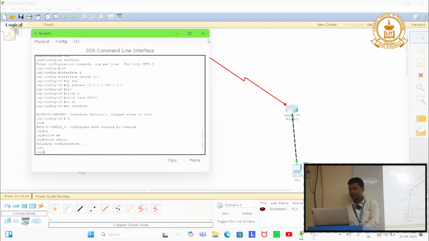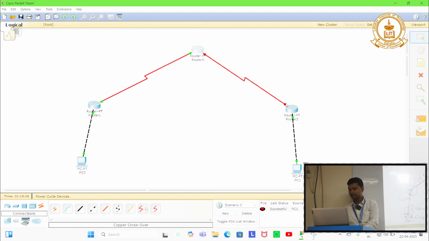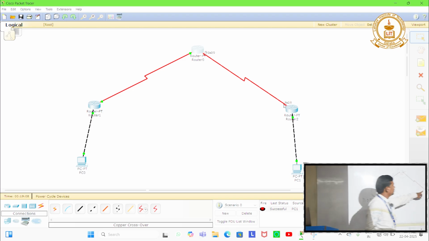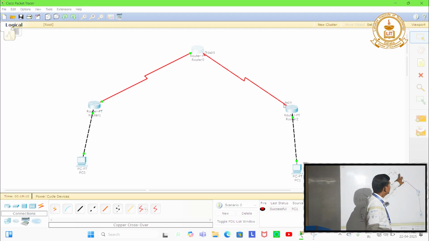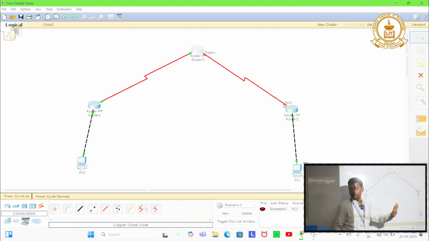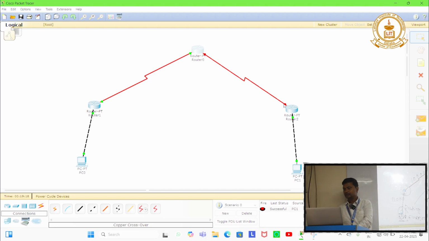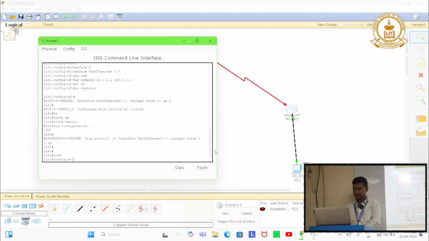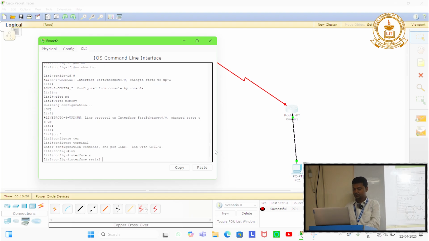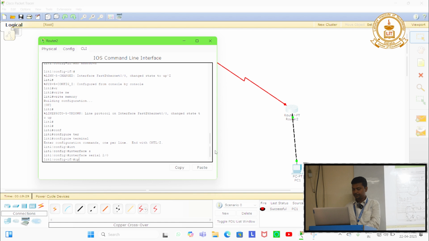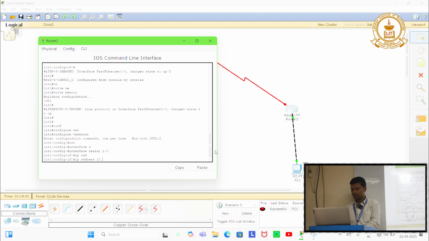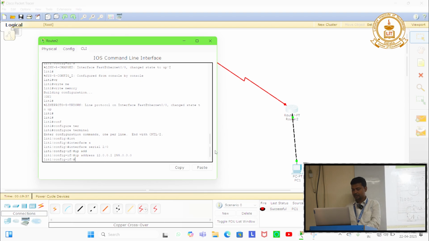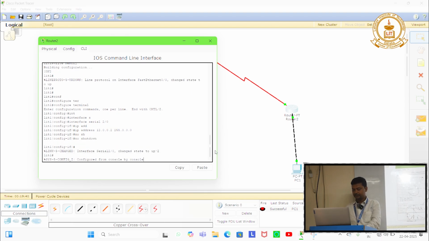In LIT1, this port is which port? This port is serial 2/0. So we are configuring serial 2/0. This is your 12.0.0.1, this is your 12.0.0.2. So in LIT1: configure terminal, interface serial 2/0, ip address 12.0.0.2, subnet mask 255.0.0.0, then no shutdown, Control Z, write memory.